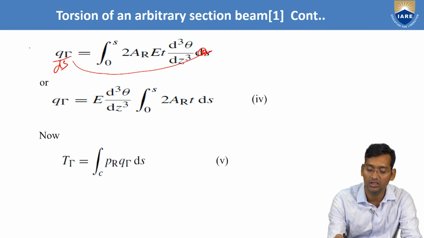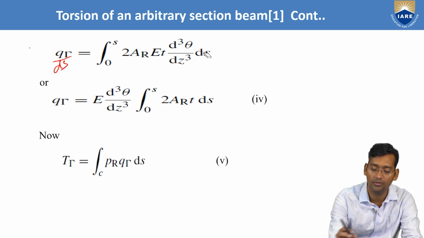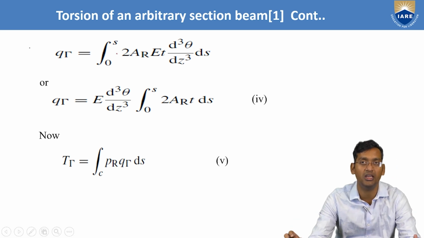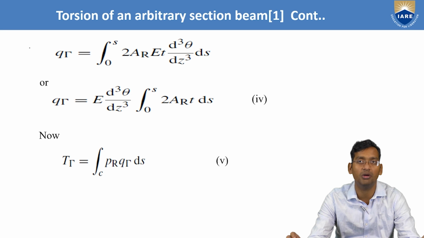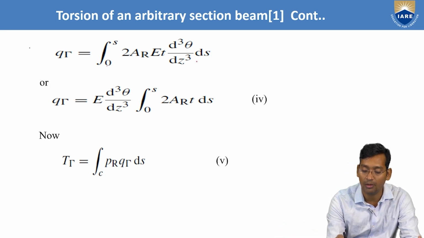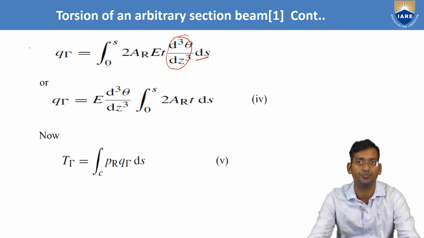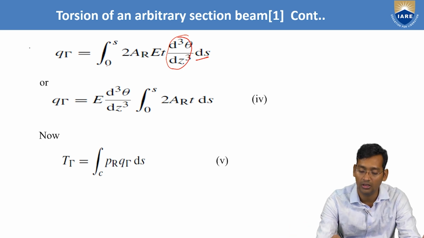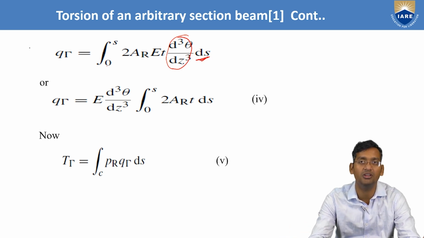After taking this side, ds gets multiplied here. So finally q tau is the integral from 0 to s of 2Ar E d q theta by dz q into ds. Now with respect to s we have to integrate. So this term also will be constant, right? Already we are seeing that d theta by dz is constant. Why? Because the integration variable here is s.